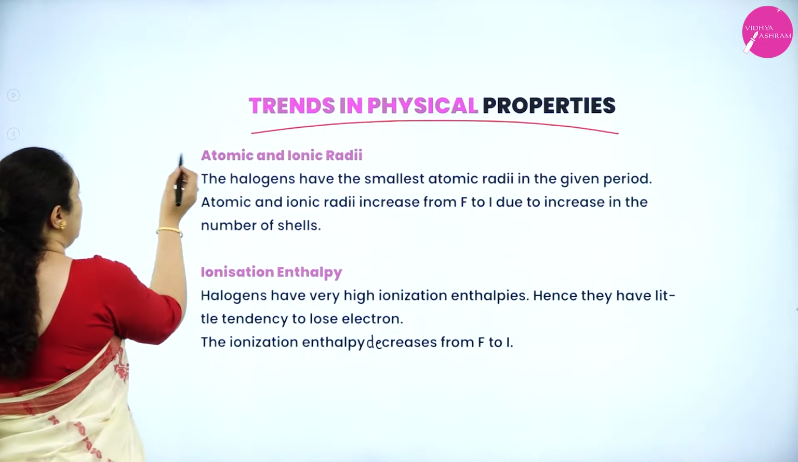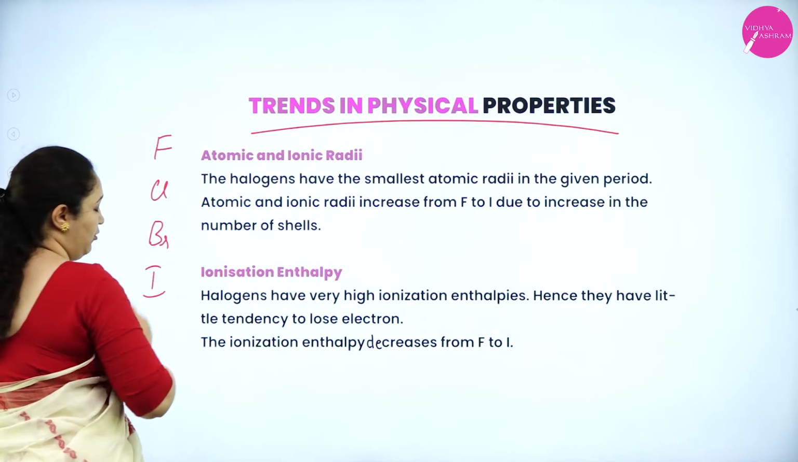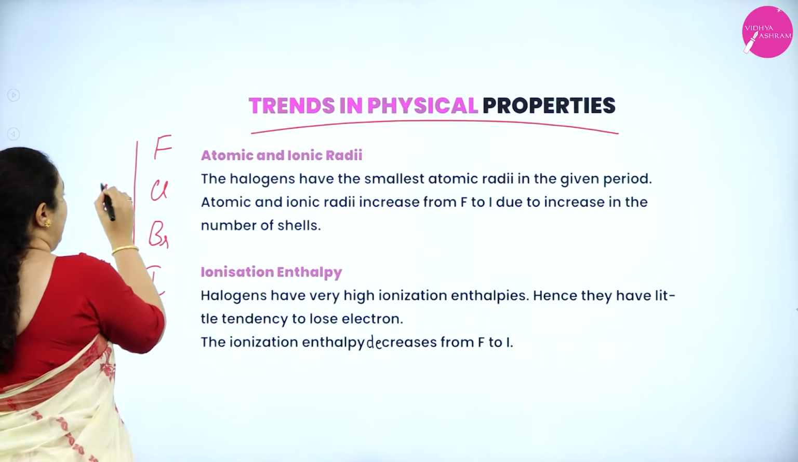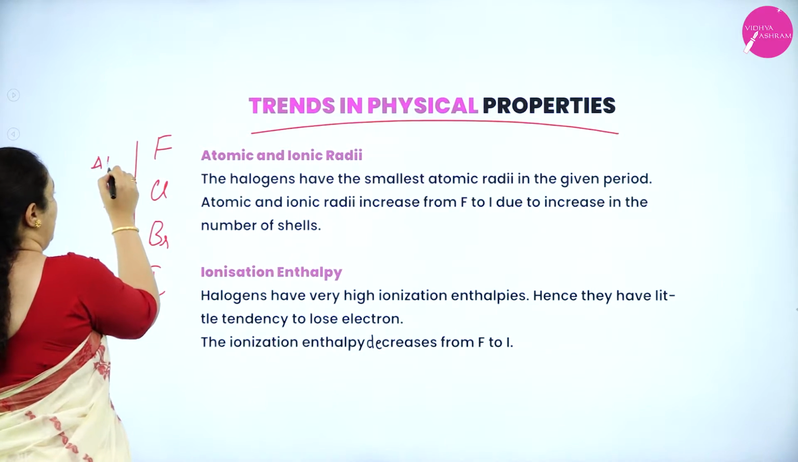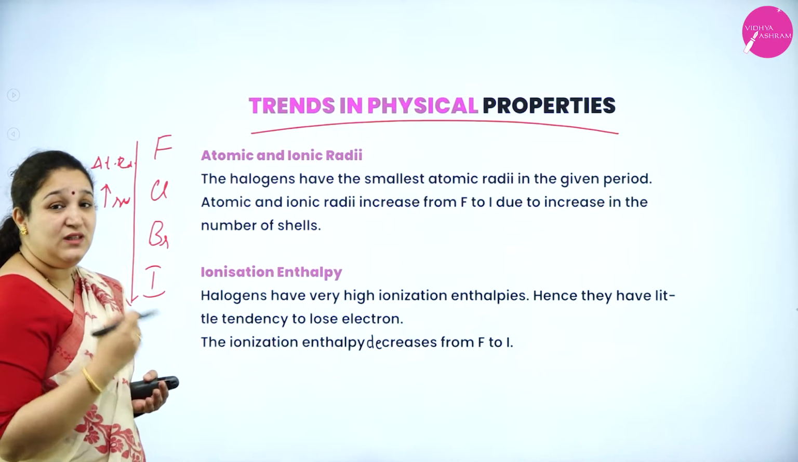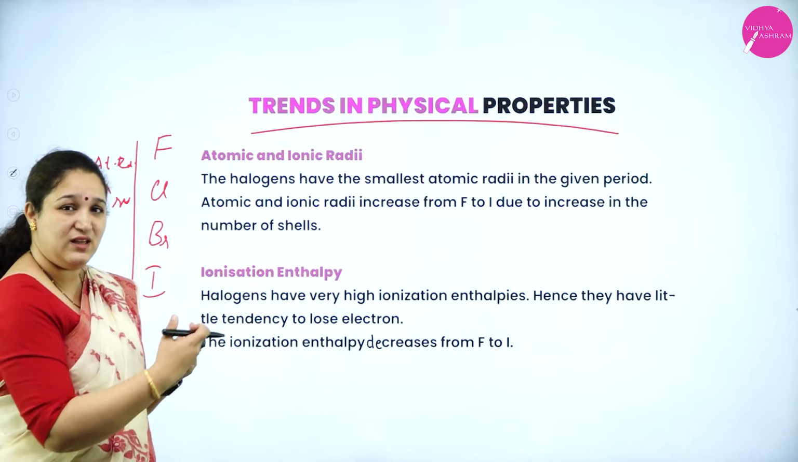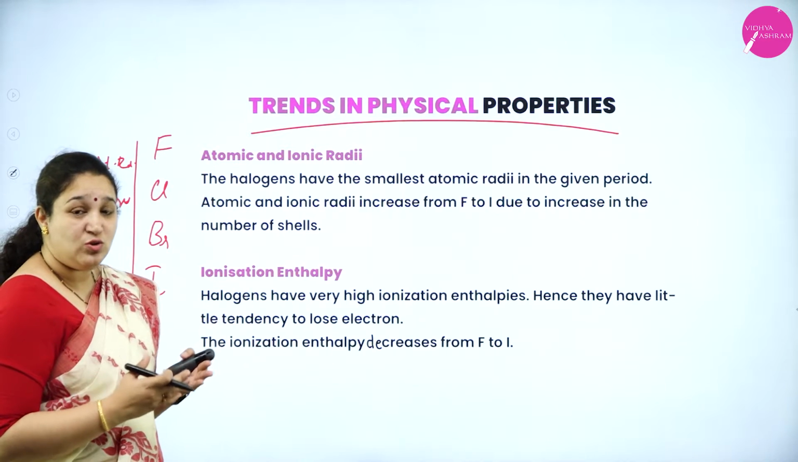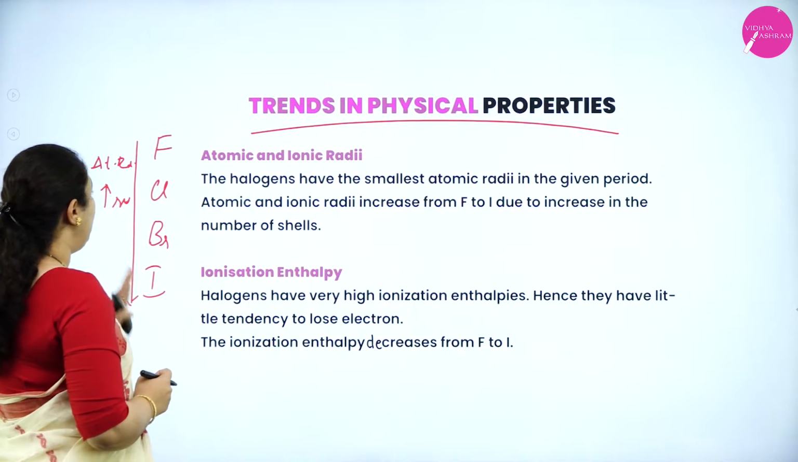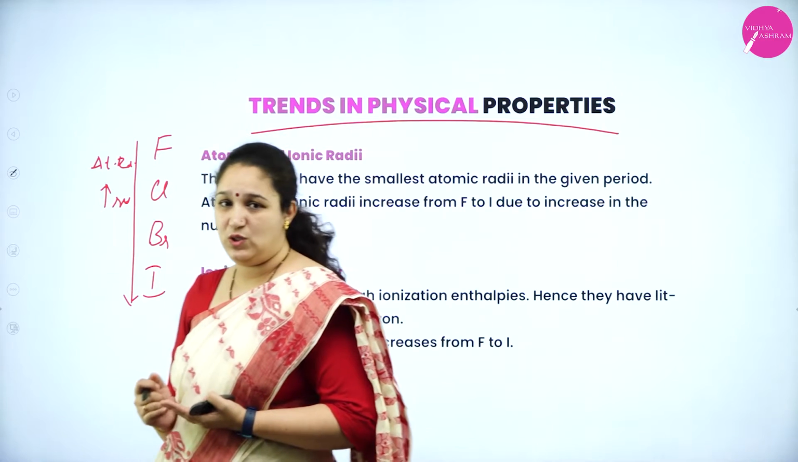So, as we come down the group, we have fluorine, chlorine, bromine and iodine, isn't it? As we come down the group, what will happen? Atomic radii increases, isn't it? Atomic radius will increase. Why? As we come down the group, the number of shells added is more, we observe that in the electronic configuration. So the atomic radius is also bigger. Now, what about the ionic radii? Ionic radii also will increase as we come down the group.